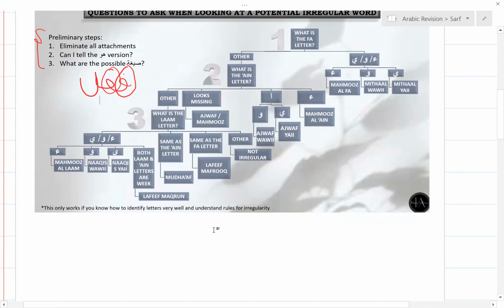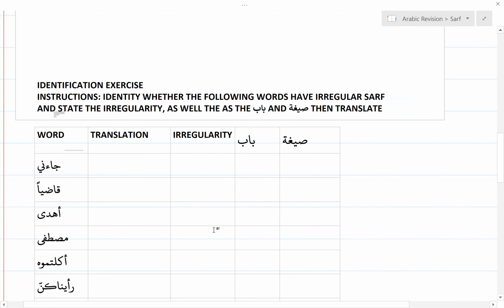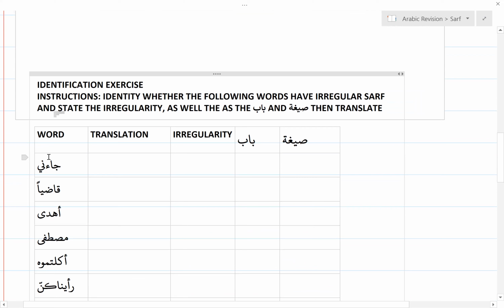All right? So let's take a look at some examples here. So we have the word ja'ani. Now the first thing we need to ask ourselves, are there any attachments to this word? And if there are, we need to get rid of the attachments. So are there any attachments here? What do you guys think? The ya at the end? Yes.